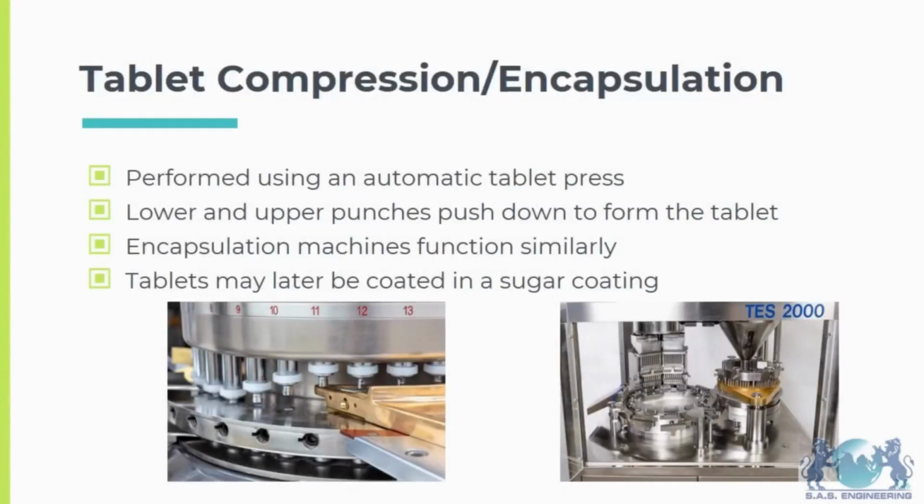Next comes tablet compression, or in the case that you are producing capsules, the encapsulation process. So the tableting process is performed using an automatic tablet press. You can see the picture down here. You've got lower and upper punches that push down in order to form a tablet. So your encapsulation machines function pretty similarly. You've got your capsules loaded into your encapsulation machines, into which your powder mix is poured into the capsules, which are then closed. And your tablets may later be coated in a sugar coating.